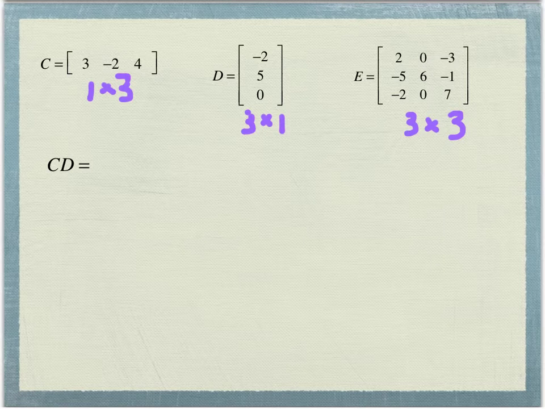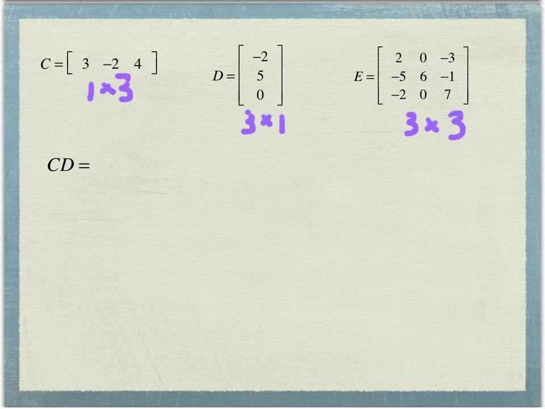So the question is, can you multiply C times D? Now they do not have to be the same size in order to multiply them, you may remember that, but what has to be true are the middle numbers when we're multiplying have to be the same. So the columns of the first must equal the rows of the second. And the way we go ahead and multiply these, I'll go ahead and kind of show you.